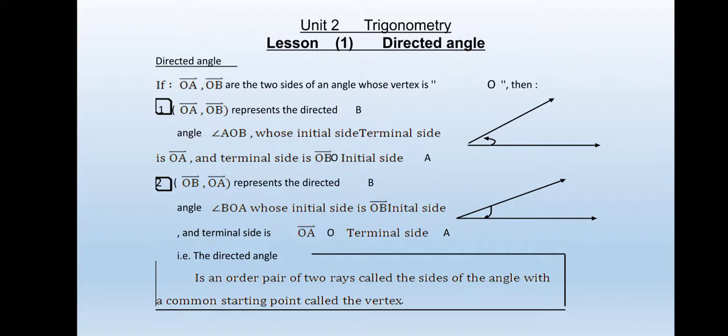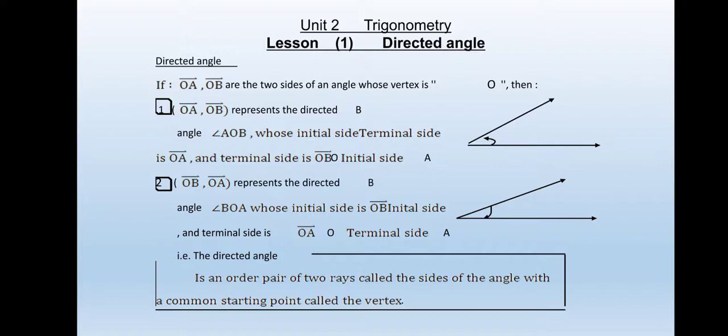Unit 2, trigonometry. The first lesson in trig is called directed angle. If OA and OB are two sides of an angle whose vertex is O, then OA and OB represent the directed angle AOB, whose initial side is OA and terminal side is OB.